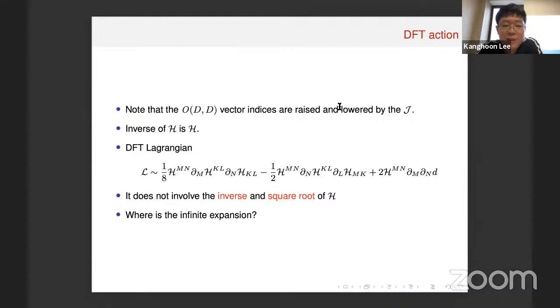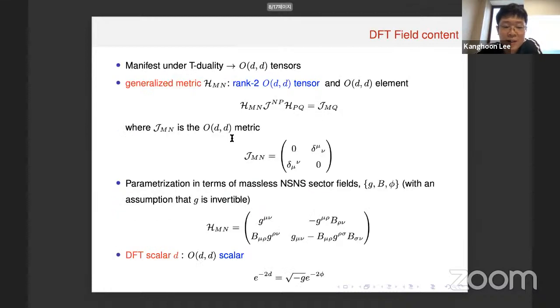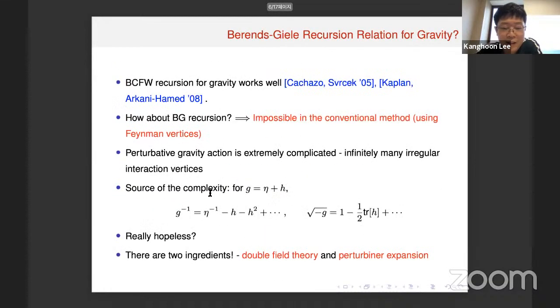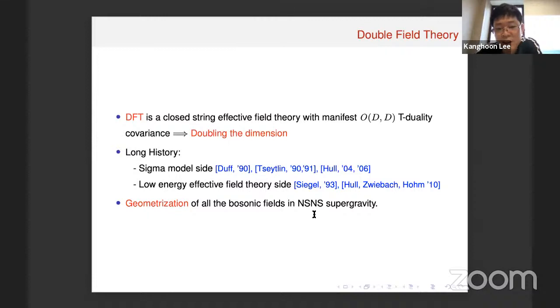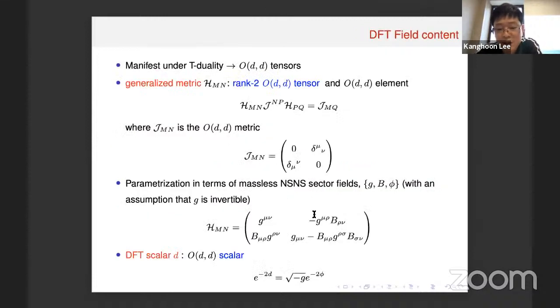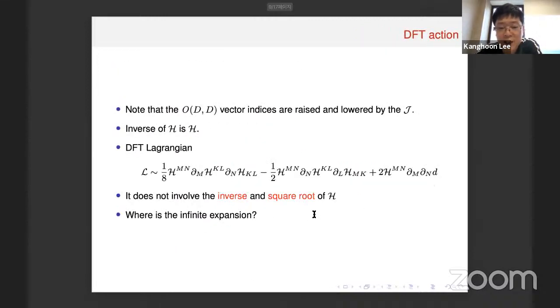So we don't have to worry about the inverse or determinant of H. If you recall that the source of complexity is the inverse or square root of the metric, it is free. In DFT, this is not a problem for this case. And the Lagrangian is written this way, so there's no problem for that.